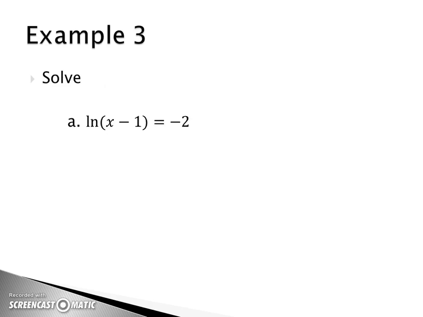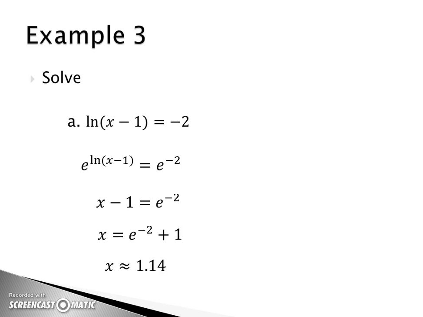All right, to solve a natural log, to get rid of this one, we actually want to take everything e to the power of all of this. So it's e to the natural log of x minus 1, e to the negative 2, in order to get rid of the natural log. So e to the natural log of x minus 1 is just x minus 1. And to get x by itself, we're going to add 1 to both sides. So x equals e to the negative 2 plus 1. And this is about 1.14.